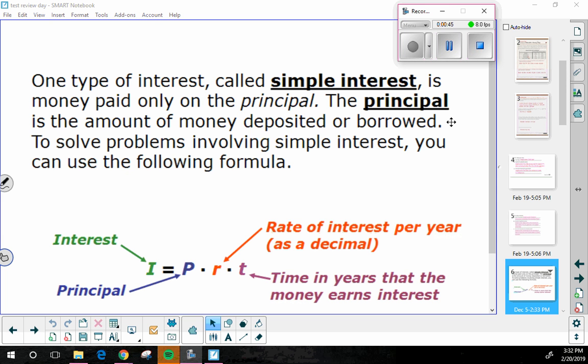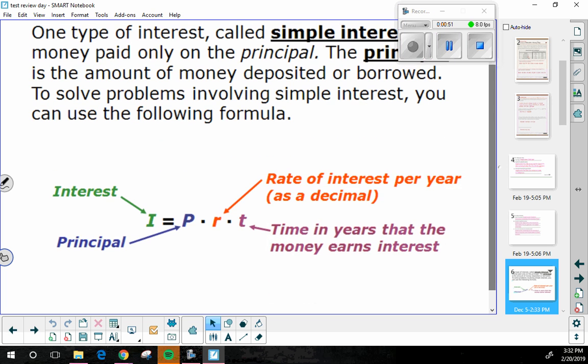But this is some of the stuff you haven't seen in a while. So I want to remind you about simple interest. Simple interest is the simple one. We talked about all these letters. I stands for interest. Principal is the amount that you deposit or you borrow. The rate of interest is the R, and it is always a decimal. The time is in years. Remember, the time always has to be in years.